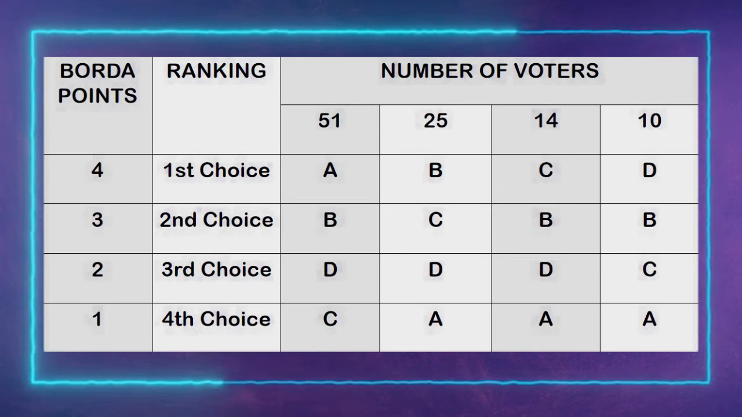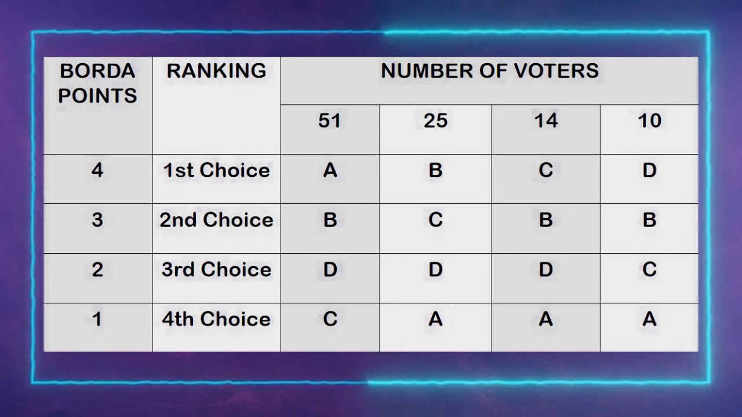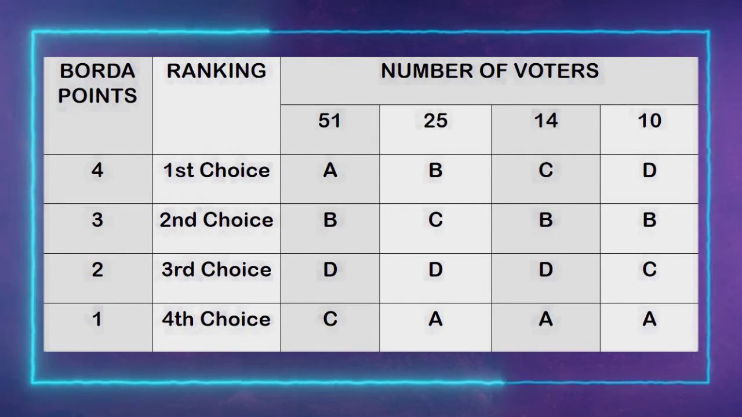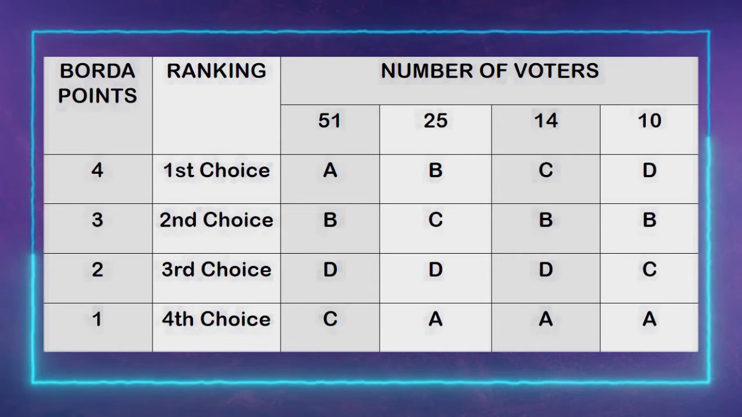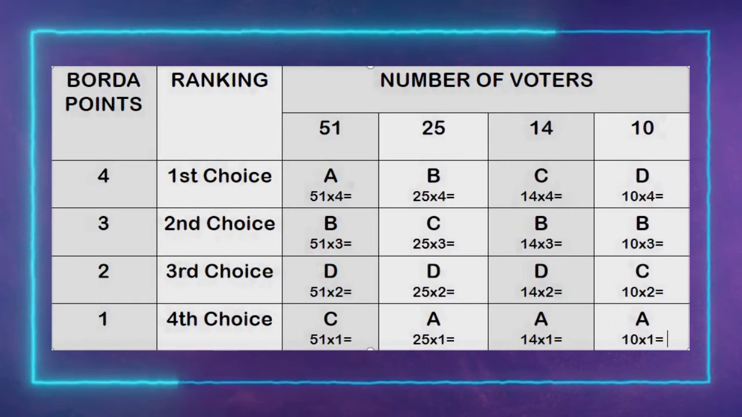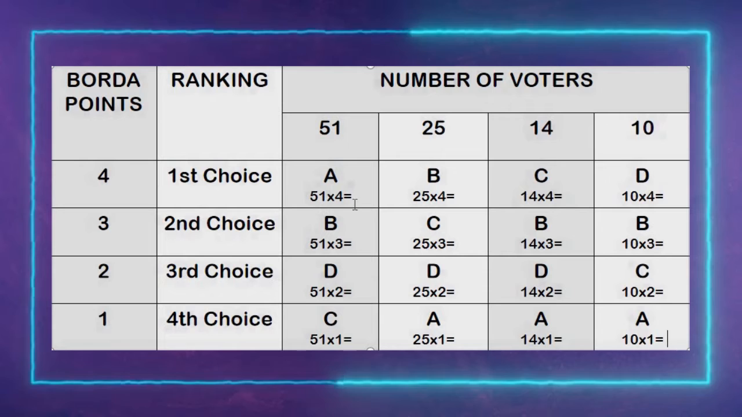And we have 25 voters who voted B as the first choice, then C, D, and A. And also we have 14 voters who voted C as their first choice, as well as 10 voters who chose D as their first choice. So okay, I hope you get that. The question now is how to tabulate and identify the winner of the election.